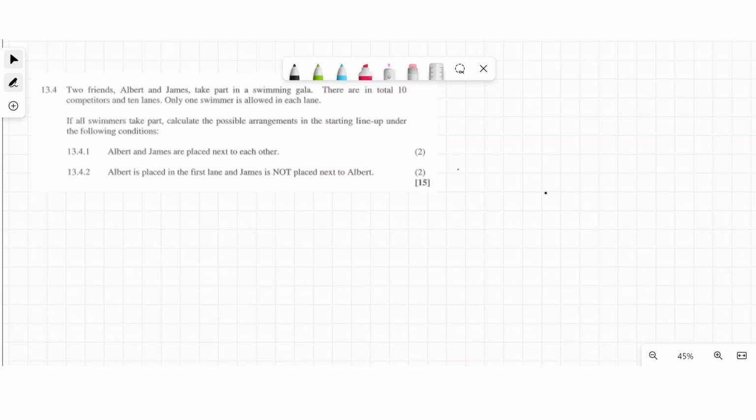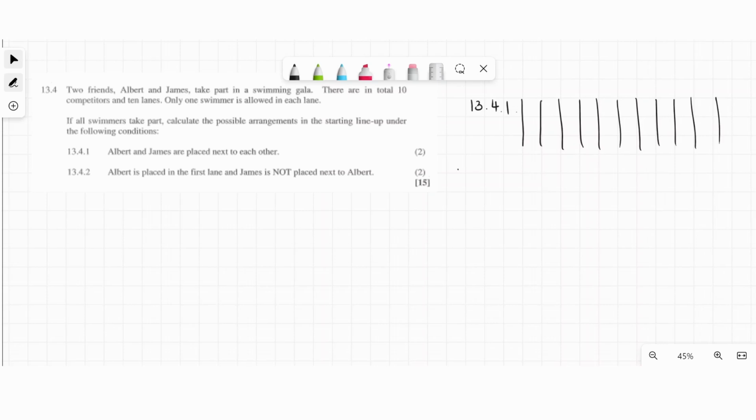Then the last question says 13.4, 2 friends, Albert and James, take part in the swimming gala. There are in total 10 competitors and 10 lanes. Only one swimmer is allowed in each lane. If all the swimmers take part, calculate the possible arrangements in the starting line up under the following conditions. 13.4.1 says Albert and James are next to each other. We know that in total we have 10 lanes, so this is 1, 2, 3, 4, 5, 6, 7, 8, 9, 10, right?